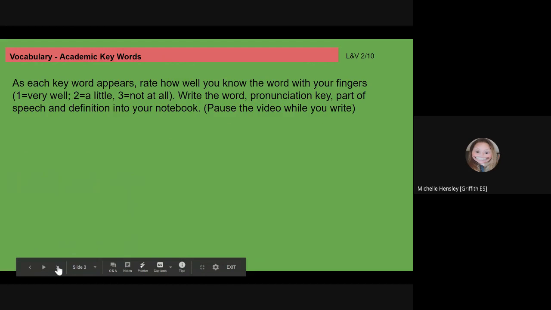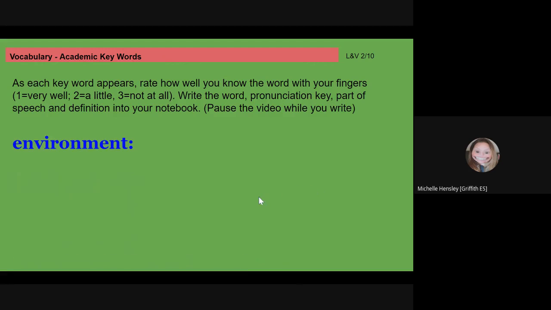Our next word, environment. How well do you know environment? Is that a 1, 2, or a 3? It's a long word. You might want to start writing that one down. Environment.